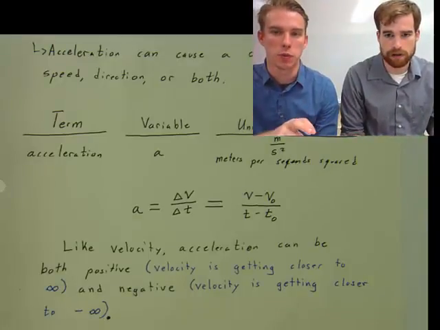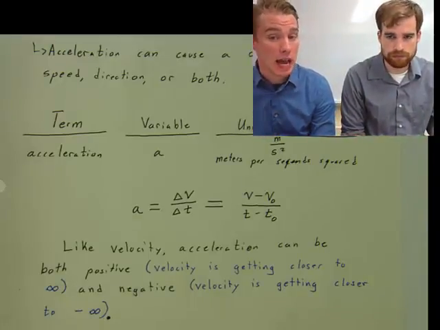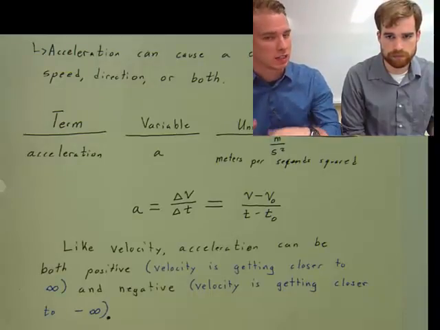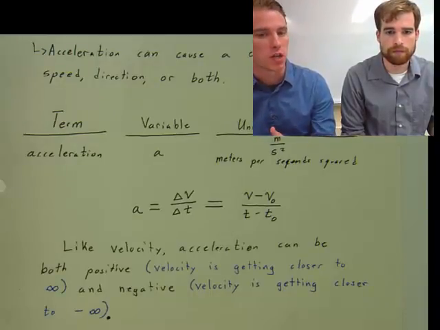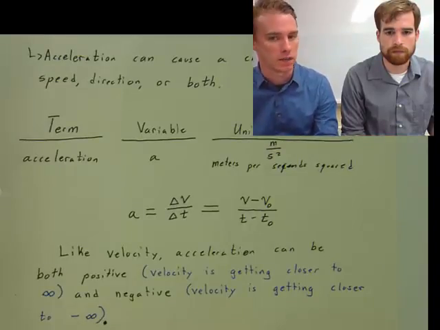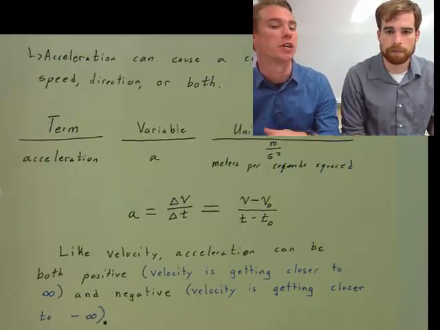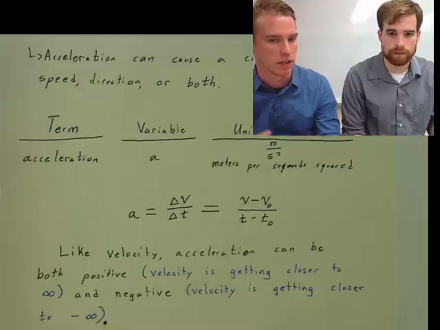And this also works with the negatives. If you're at negative 10 to negative 5, you're getting bigger. It's still a negative value, but you're getting bigger, so that's a positive acceleration. And if you're at negative 5 going to negative 10, you're getting smaller, so it's a negative acceleration.